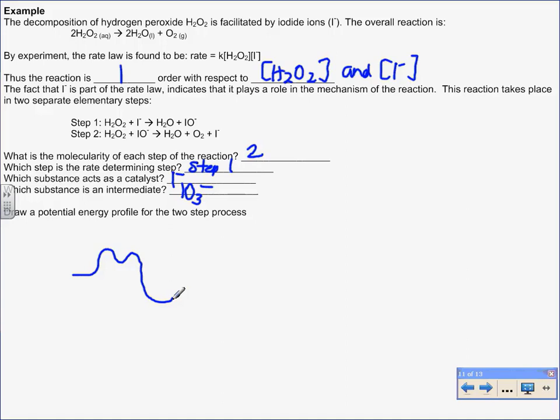But what you do know is that the activation energy of the second step is going to be smaller than the activation energy of the first step. Okay, so that's about all you have to go by. But each individual reaction is going to have its own activation energy.